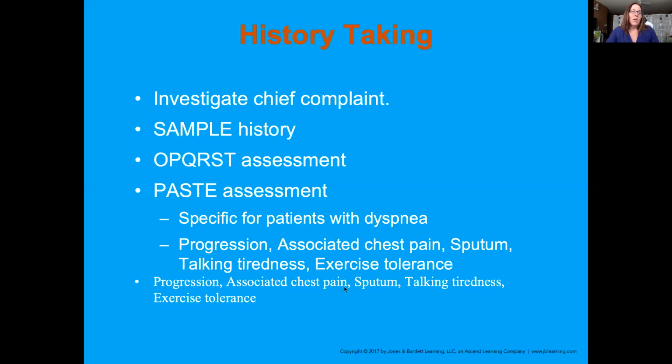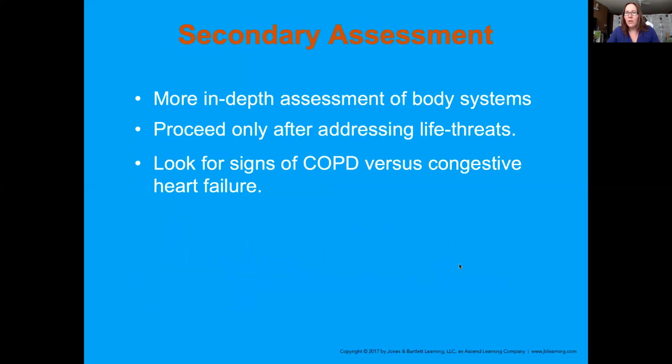And then exercise tolerance. Exercise tolerance does not mean you have somebody that has a respiratory complaint and you're getting them to come out and do jumping jacks or run a lap. It means, do they get winded walking to the door? Do they get winded walking to the gurney? All right. Are they tolerating those small movements easily, or is it becoming laborious for them to do so?